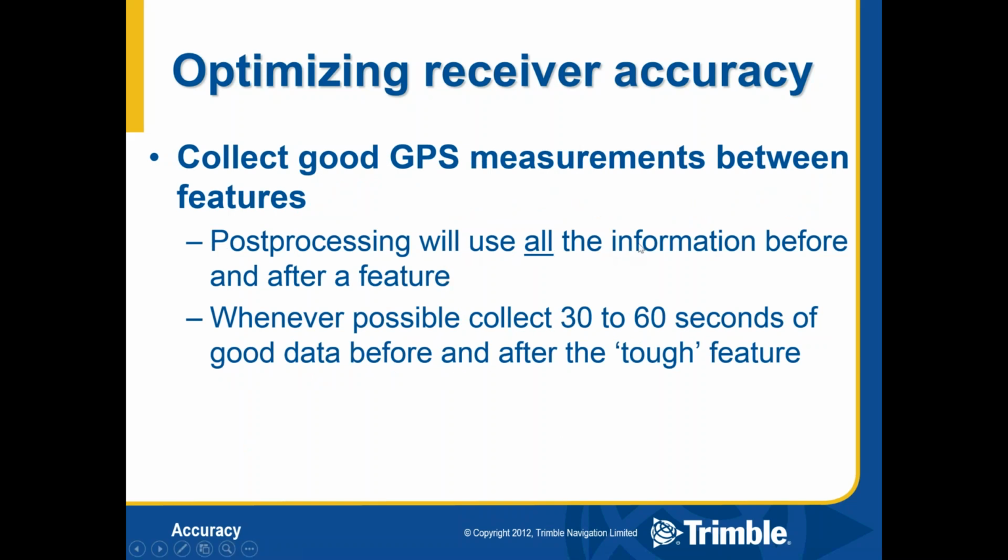Here's one. Post-processing will use all the information before and after the feature. And it says, whenever possible, collect 30, 60 seconds of good data before and after a tough feature. That's what I meant by if you're in the trees and you can find an opening, go out and collect data in the open. What they mean by that is you let the receiver log in the background, and then go back in and collect.